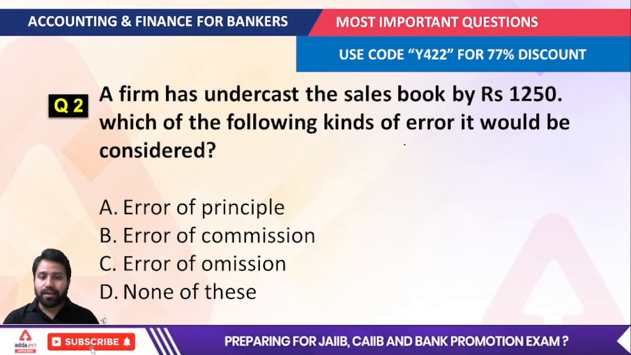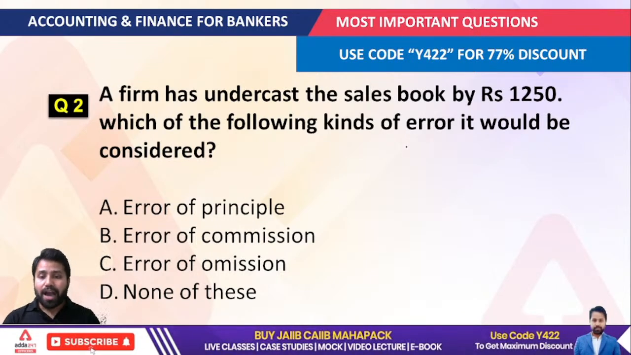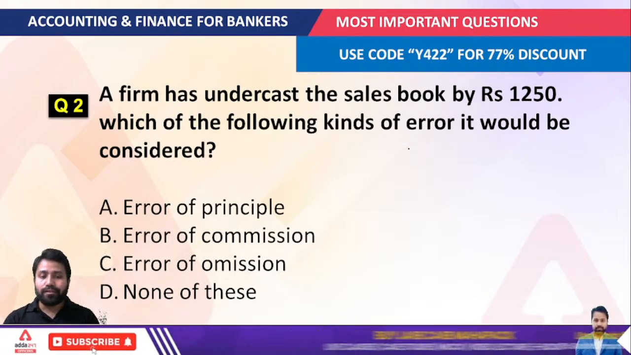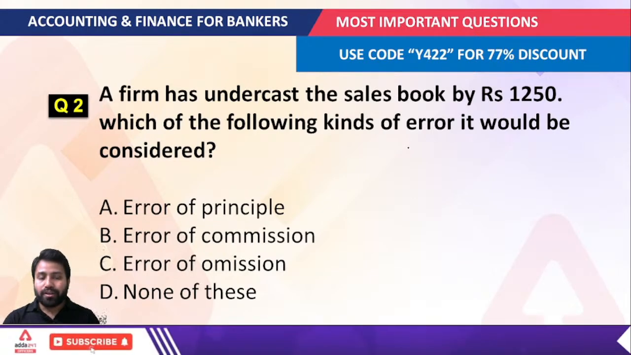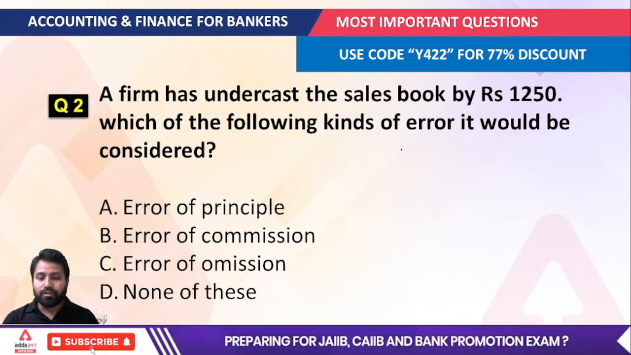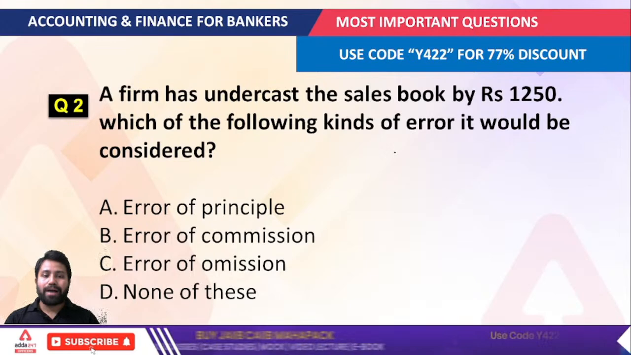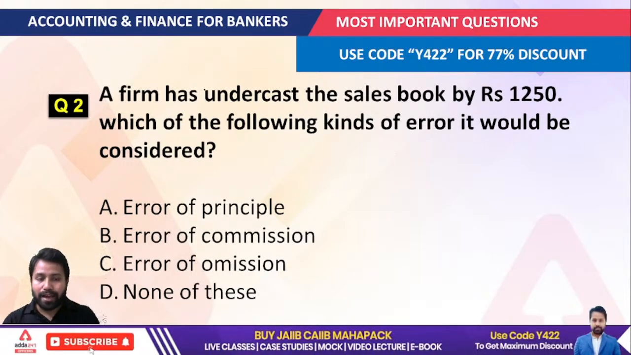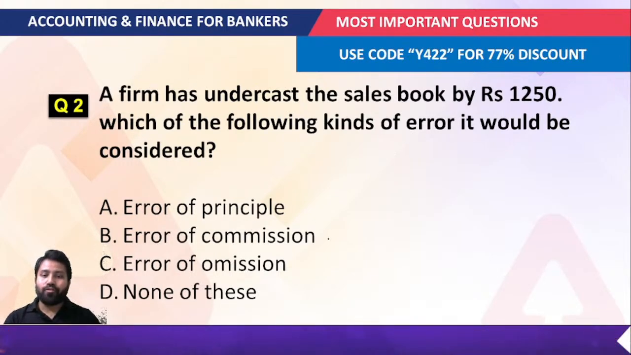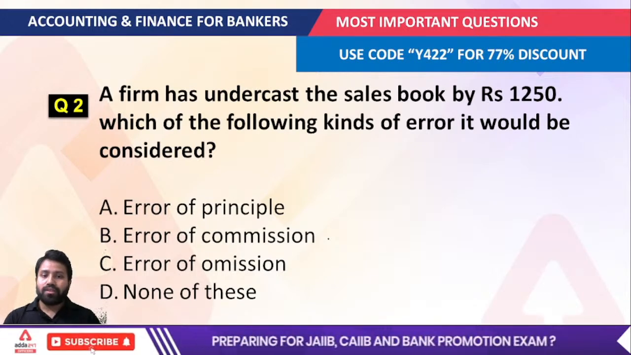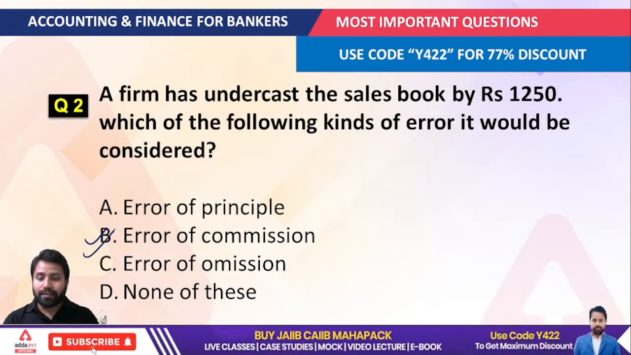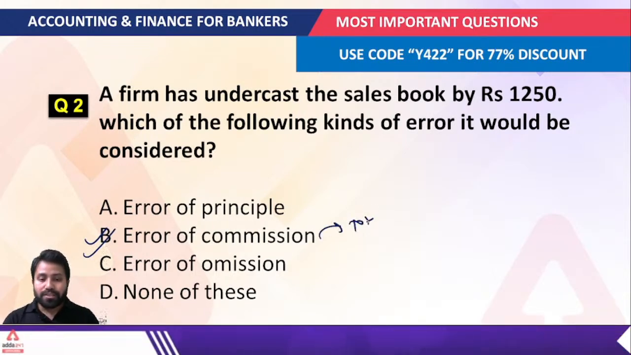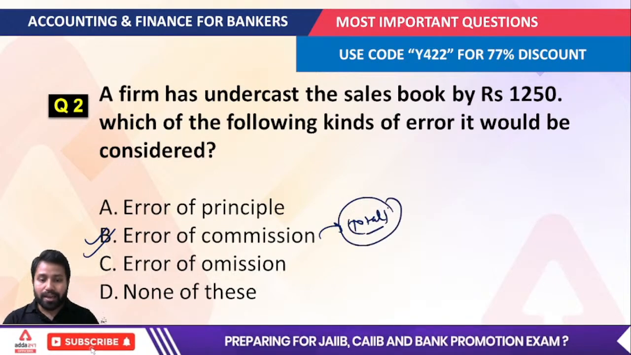A firm has undercast the sales book by 1,250, and which of the following kinds of error would it be considered? Now in this question there is some catch, because most of the bankers, most of the colleagues actually think that this is an error of omission. Okay, but this is not an error of omission, this is an error of commission, where we are talking about when you make a mistake in the totaling.